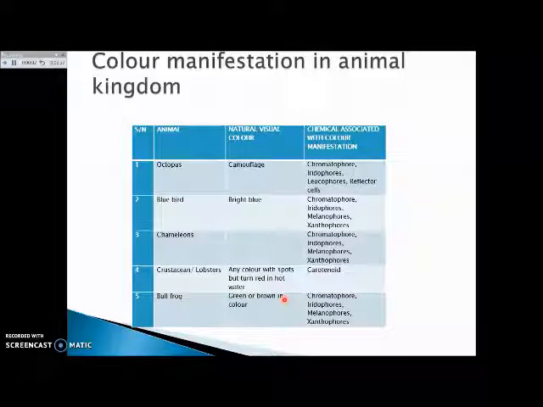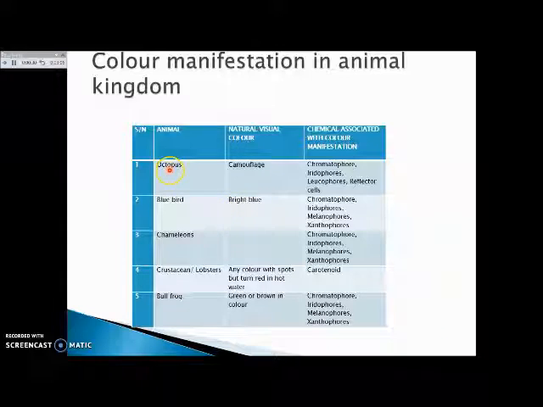Color does not only manifest or relate to human beings. In animal kingdom, color is also manifested and is quite useful as a protection for them, and also encourage their relationship with their mates. We have some animals that exhibited this manifestation.